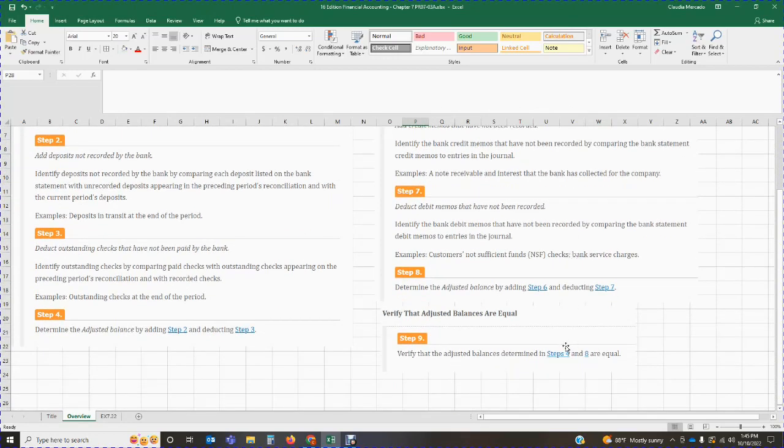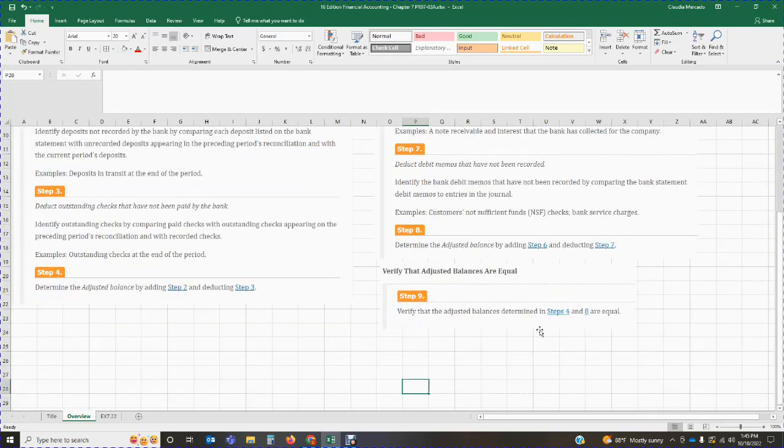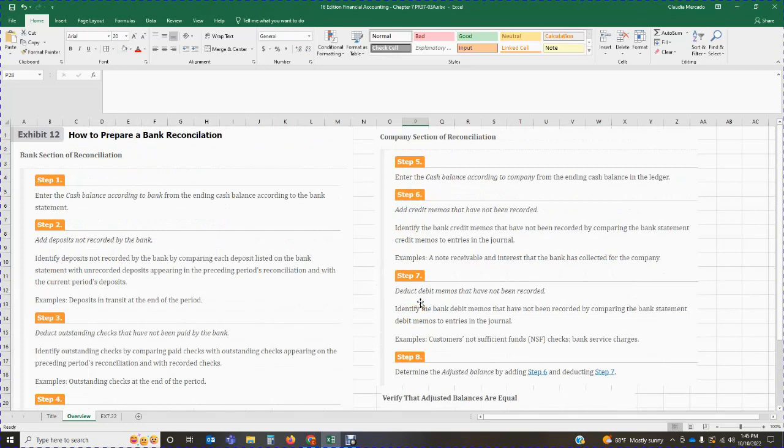And then we need to verify that the adjusted balance of the bank section ties to the adjusted balance of the company section. Verify that the adjusted balances determined in steps 4 and 8 are equal. So this is the process as outlined in your book. Make sure you're always comparing your book with your bank and figuring out what has not posted in both of them.